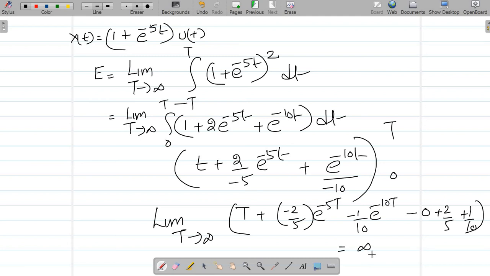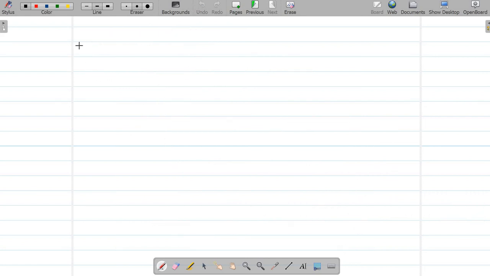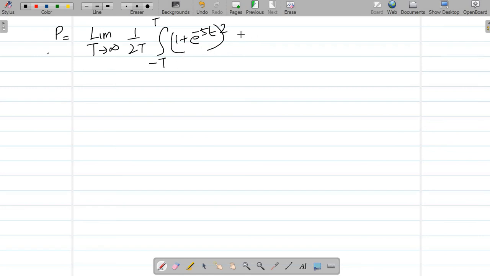So this is not an energy signal, that is the conclusion. Now let us check whether it is a power signal. To check that, I have to do the same. I have to take the limit t tending to infinity of 1 by 2t, integral of minus t to plus t, 1 plus e to the power of minus 5t, whole squared. So actually there is a modulus here.